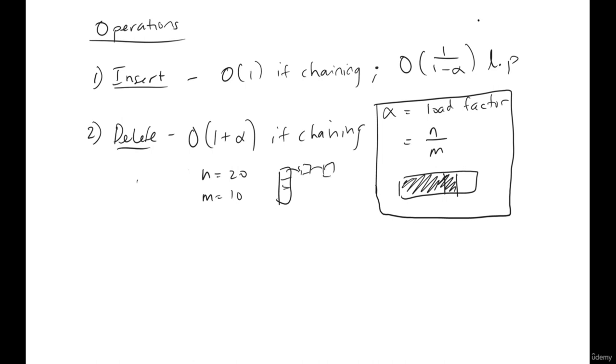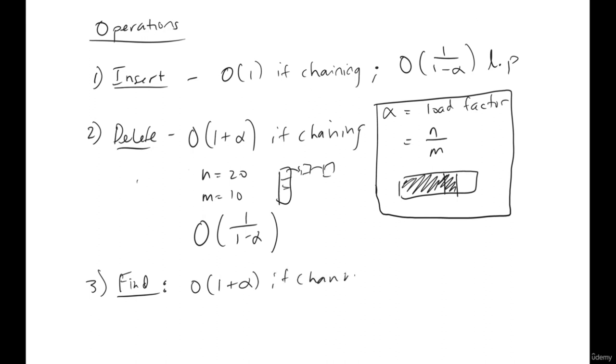Now, I'm going to leave this up: if we're using linear probing, then the running time is still going to be the same as insert, and the logic is going to be the same as well. Finding is going to have the same time as deleting for chaining, 1 plus alpha, with the same logic. It's a little bit different for linear probing: it's going to be 1 over alpha times the natural log of 1 over 1 minus alpha. There's a proof of this online. It's way too lengthy here, but I wanted to give you these operations along with the running times. And I believe now you have a decent idea of what a hash map is.